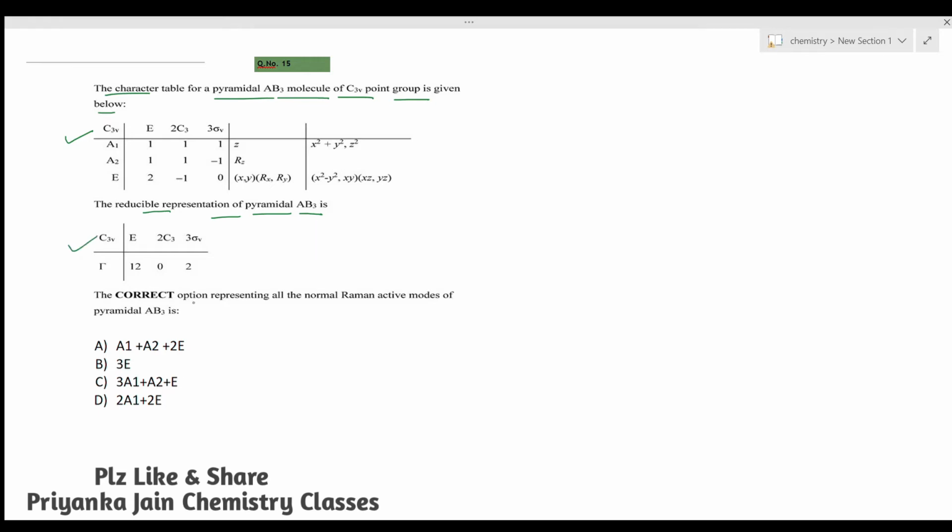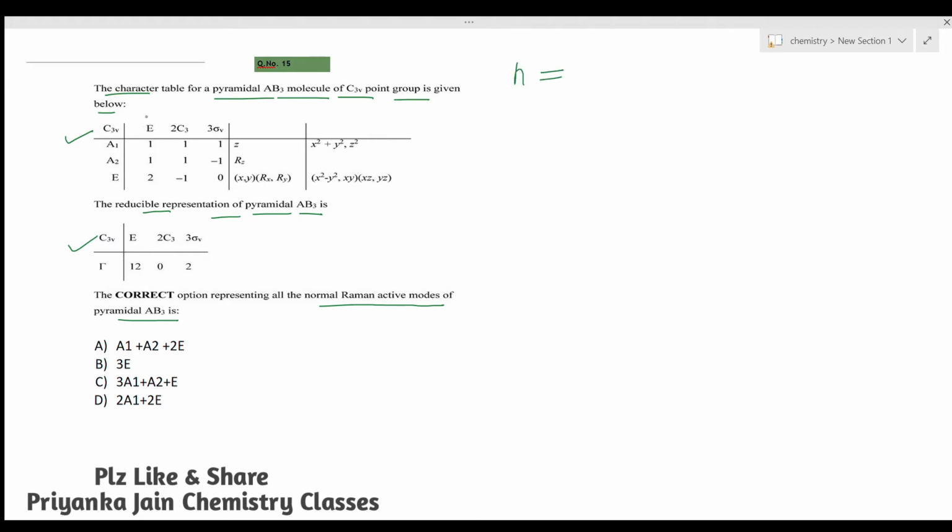Now we have to find out the correct option representing all the normal Raman active modes of the pyramidal AB3 molecule. It means we have to find out the Raman active modes, and since we have already been given the reducible representation, the question becomes somewhat easy. So what do we have to do? Firstly, we have to find the order of the group. How can we find it?